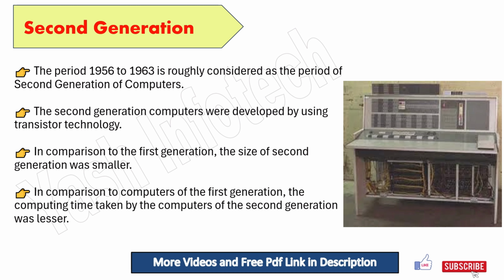Second generation. The period 1956 to 1963 is roughly considered as the period of the second generation of computers. The second generation computers were developed by using transistor technology. In comparison to the first generation, the size of the second generation was smaller. In comparison to the computers of the first generation, the computing time taken by the computers of the second generation was lesser.